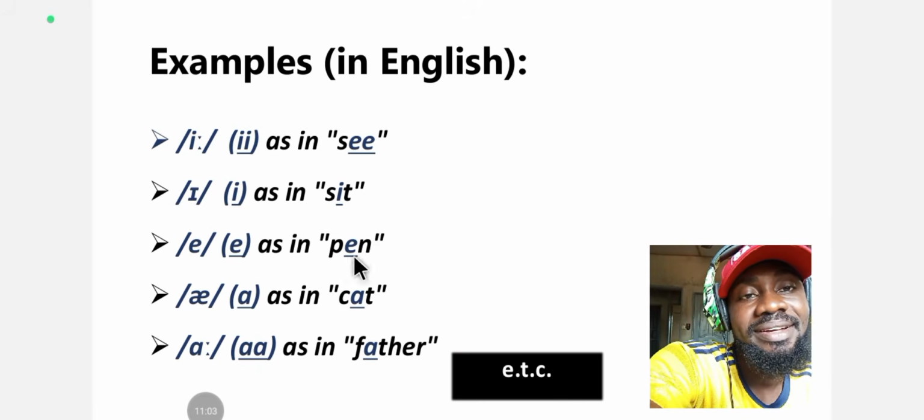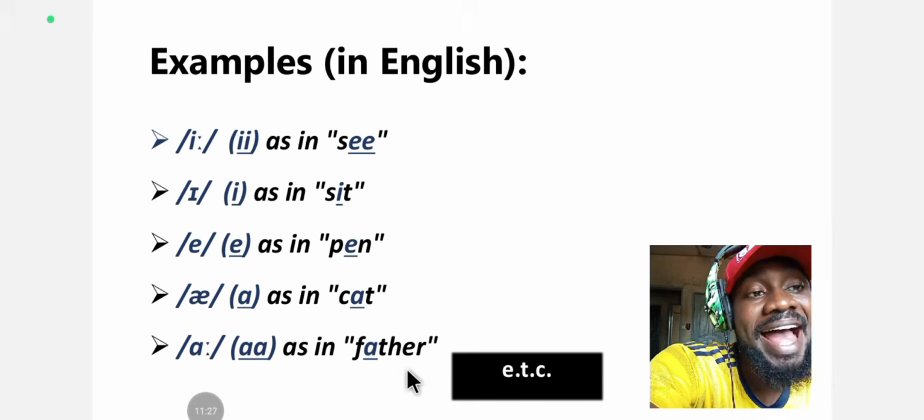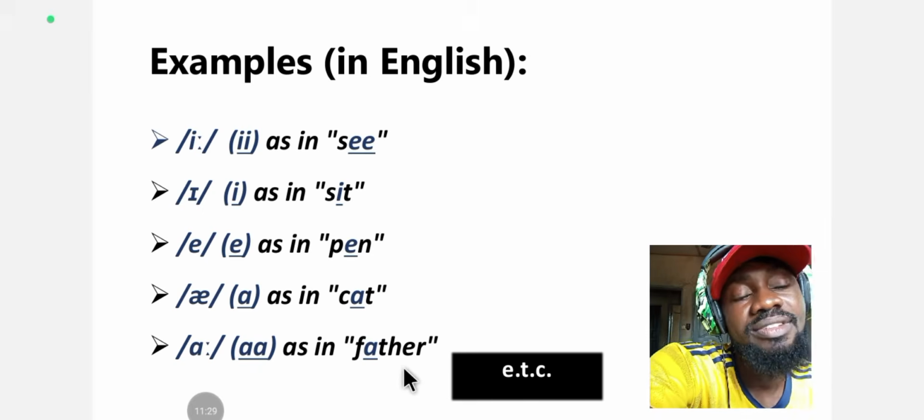Look at the next one we have here. Pen. Pen. The same position. Look at the next one. Kit. Kit. Kit. The same position. Look at the next one. Father. The A. Father. The same position. Can you see my mouth or my lip? The same position.